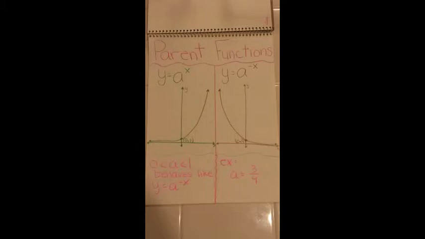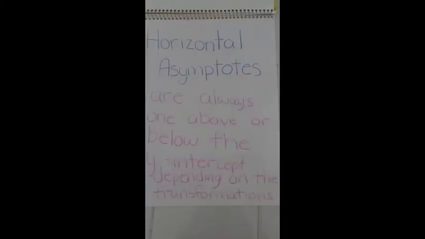Because of our exponential rules, a negative exponent becomes a fraction. An example of this would be a equals 3/4. Horizontal asymptotes are always one above or below the y-intercept depending on the transformations.